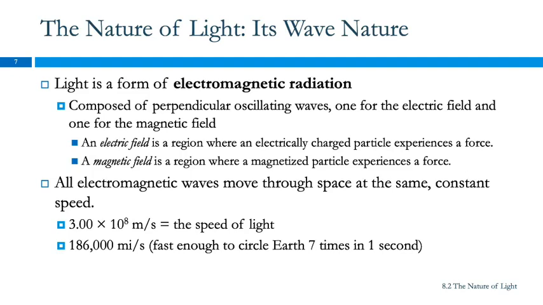An electric field is a region where an electrically charged particle is going to experience a force. A magnetic field is a region where a magnetized particle is going to experience a force. All electromagnetic waves move through space at the same constant speed. It's called the speed of light. 3 times 10 to the 8th meters per second is really, really fast. 186,000 miles per second. So that's fast enough it could circle the Earth 7 times in 1 second.